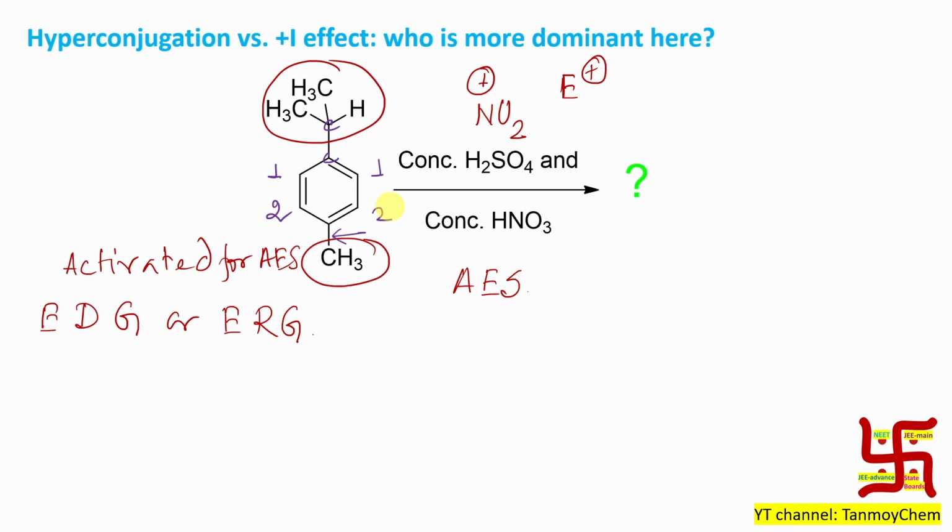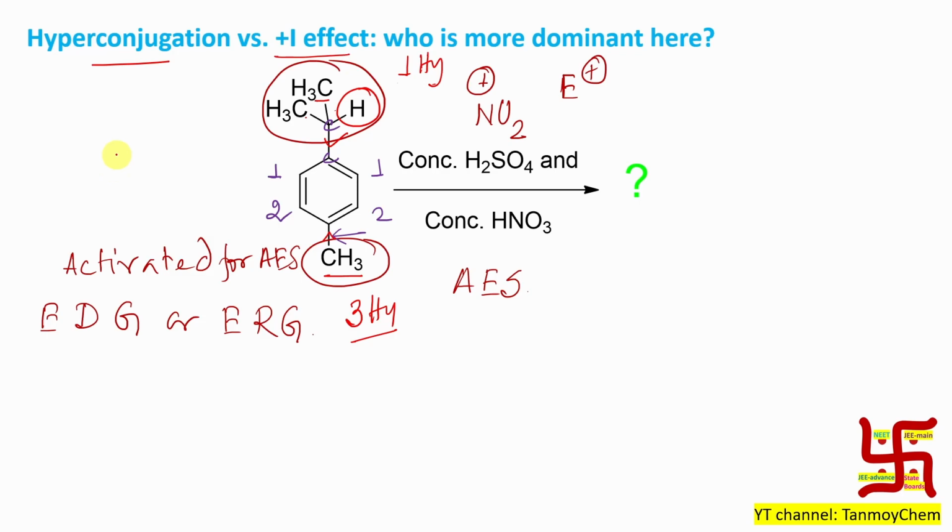Now in this context, a question comes up: which group is more electron donating, and who will control the reactivity? If you look at this isopropyl group, it has only one benzylic proton, so only one hyperconjugation is possible. But if you look at this methyl group, three hyperconjugations are possible. Obviously there are two CH3, so the plus I effect is stronger here and a little weaker there. But now the question is, which is more dominant here, hyperconjugation or the plus I effect?